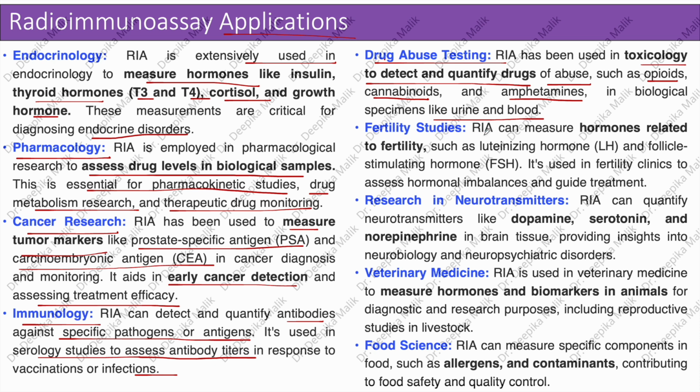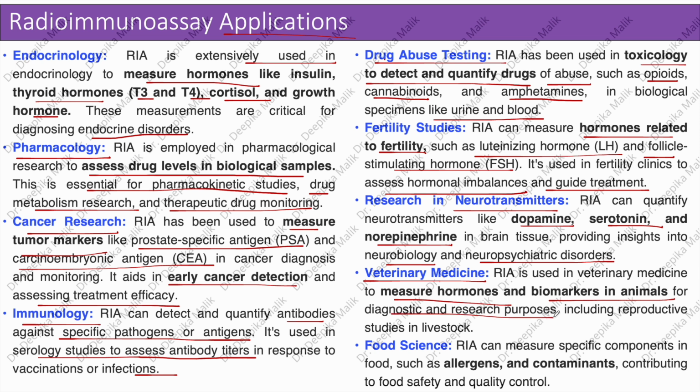Fertility studies. RIA can measure hormones related to fertility, such as luteinizing hormone and follicle stimulating hormone. It's used in fertility clinics to assess hormonal imbalances and guide treatment. Research in neurotransmitters. This technique can quantify neurotransmitters like dopamine, serotonin, and norepinephrine in brain tissues, providing insights into neurobiology and neuropsychiatric disorders. Veterinary medicine. It is used in veterinary medicine to measure hormones and biomarkers in animals for diagnostic and research purposes, including reproductive studies in livestock. Food science. It can measure specific components in food such as allergens and contaminants, contributing to food safety and quality control.